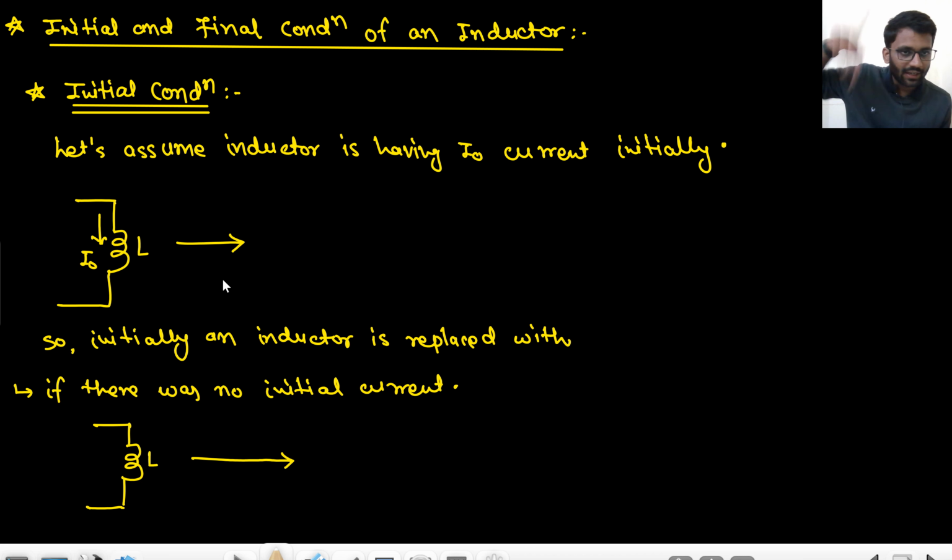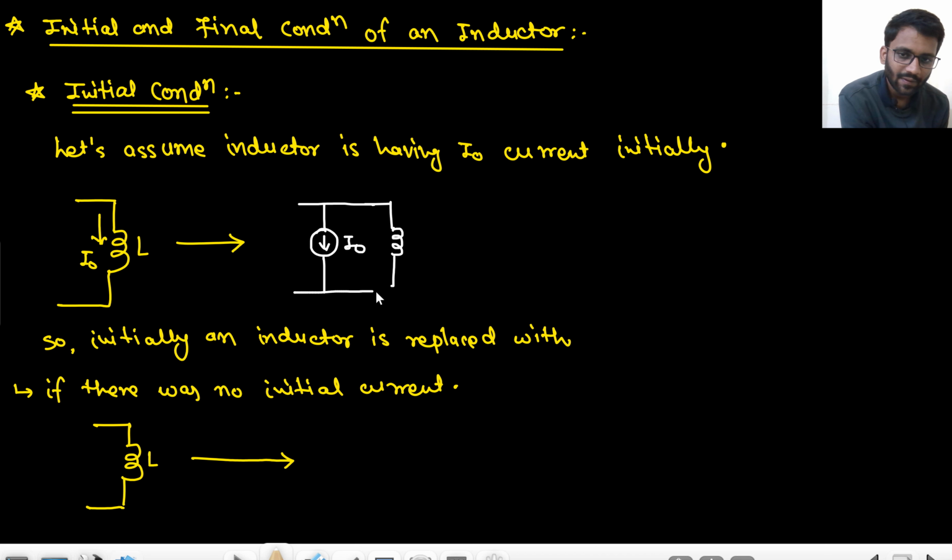Initially it is having I naught current, so I can make this current in parallel, right? This is an I naught current in parallel, and there is this inductor. These nodes are A and B. So I just took out the current I naught from the inductor and just made an inductor L. Now this inductor L is having zero current initially at t equals to 0.